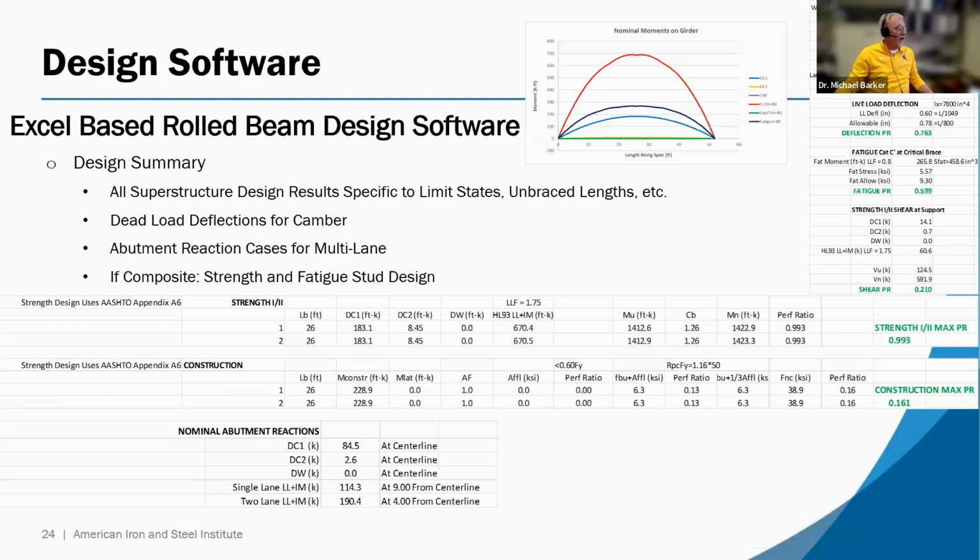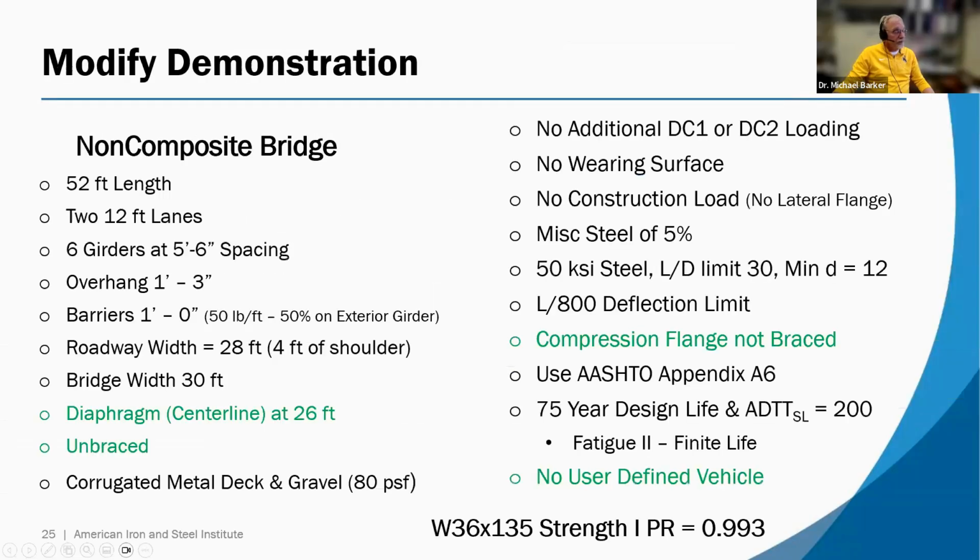And then, of course, there's a big design summary page where it gives us our nominal moments, but also all of the performance ratios or all of the design checks for our limit states, including strength and construction. And it also, right there at the bottom, gives us our abutment reactions, how much dead, wearing surface, and then how much live load abutment reactions and what are their eccentricities, because we have to design for that eccentricity in our abutment design. Okay, so that was the main demonstration.